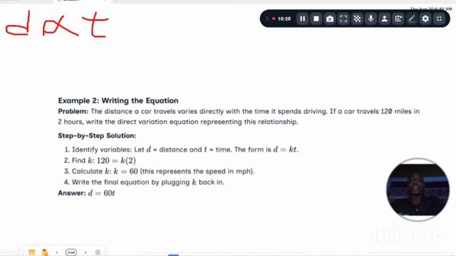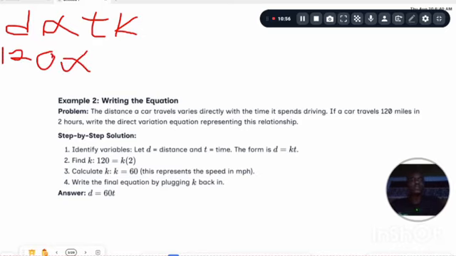Don't forget, we have to add something like we did when we were calculating the constant. So we add our what? K. So D varies directly as T, then we have our K. If a car travels 120 miles, when we have miles, kilometers, meters, and so on, we're talking about distance. So that means where I have D, I'm going to change that D to 120.